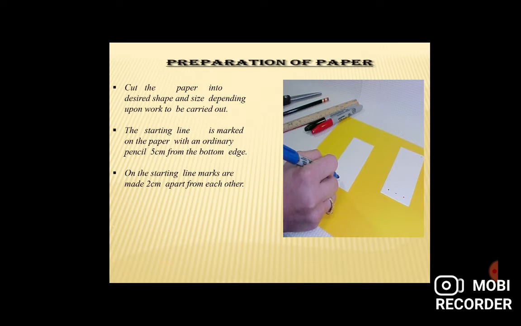For the preparation of paper, cut the paper into the desired shape and size depending upon the work to be carried out. The starting line is marked on the paper with an ordinary pencil up to 5 cm from the bottom edge. On the starting line, marks are made 2 cm apart from each other.